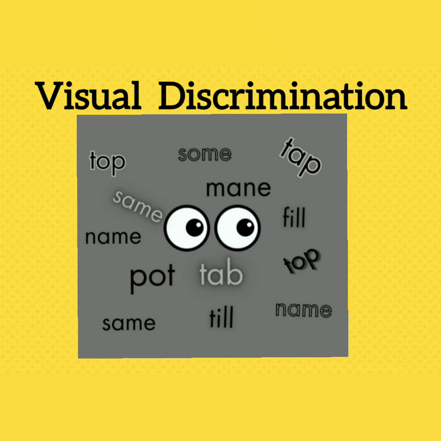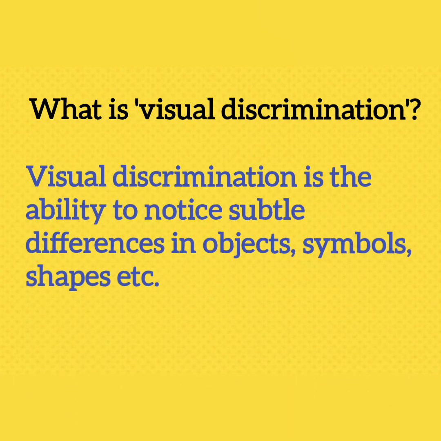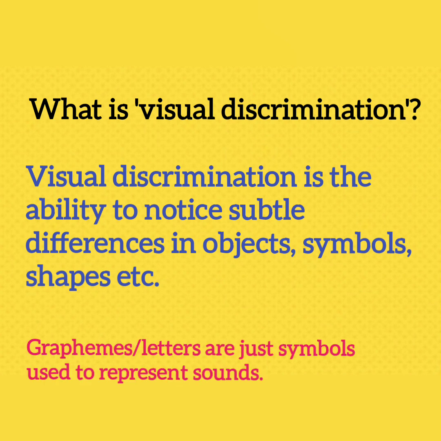Today we continue in our series on understanding literacy assessment terminologies, those terminologies that you might have heard as it relates to literacy assessment. Today we look at visual discrimination. What is visual discrimination? Visual discrimination is the ability to notice subtle differences in objects, symbols, shapes, etc.